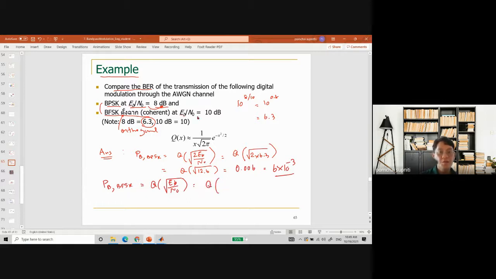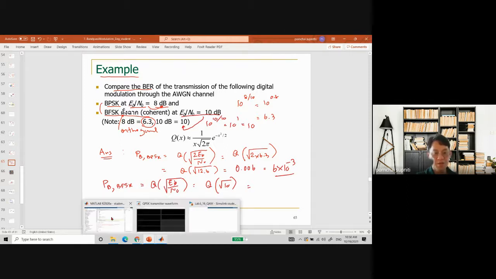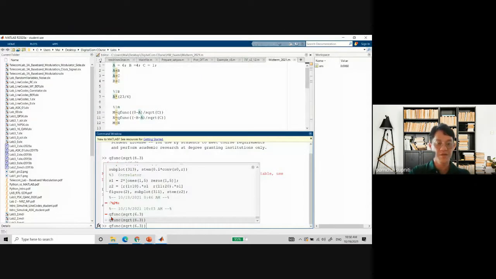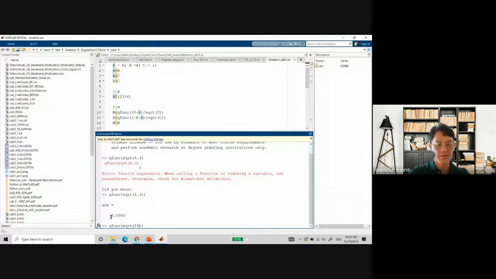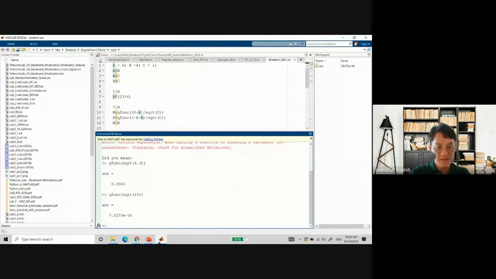So here SNR is 10 decibel, but in terms of non-decibel it is 10 to the 10 over 10, which is 10 to the 1, also 10. Okay, so this is a nice number. So square root of 10. I'll go back to MATLAB again and try to compute it. So here I have square root of 10, right? Is that right? Yes.